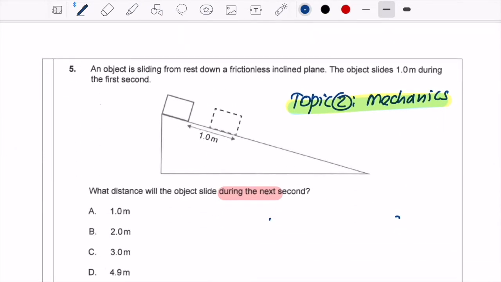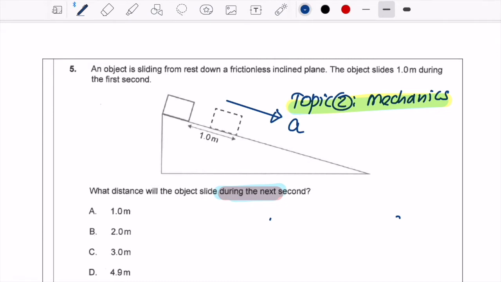Question number 5. Here the tricky part is you need to know what distance this block travels within the second, not from 0 to 2, but from 1 second to 2 seconds, in that duration how far it goes. Second problem we have here is if it is falling under gravity, acceleration is 9.81, but here it is sliding down an inclined plane, we don't know the acceleration.